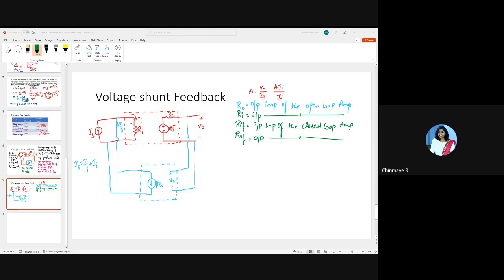See, intuitively, if there is a shunt, then it means lower resistance, right? If there is a shunt, that means it lowers the resistance. If there is a series, that means it increases the resistance. So even look at the previous slide.